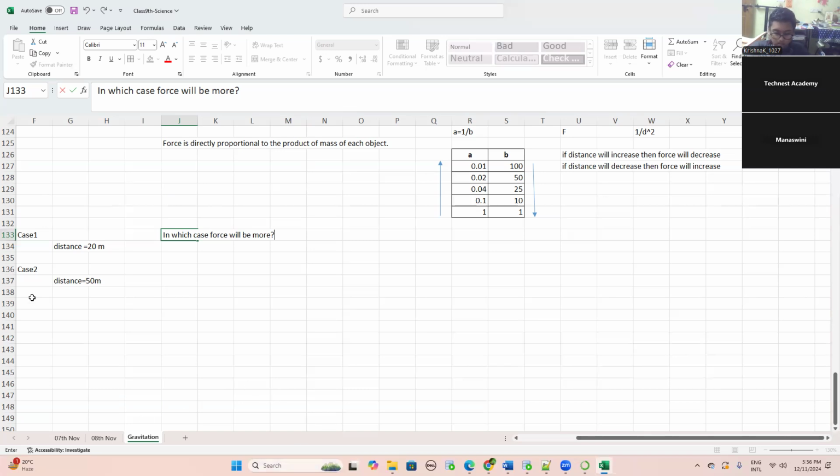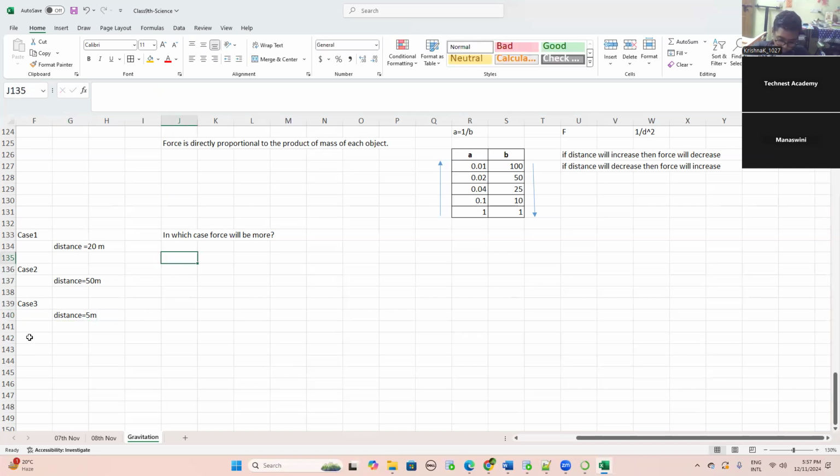Okay. Now suppose I have a case three, and here the distance is 5 meters. Now tell me in which case force will be maximum. In case three. Why? Because distance is very less, because distance is the least here. Got it? Yes, sir.